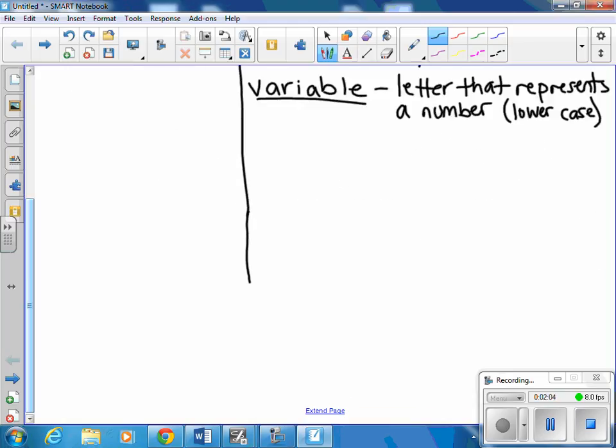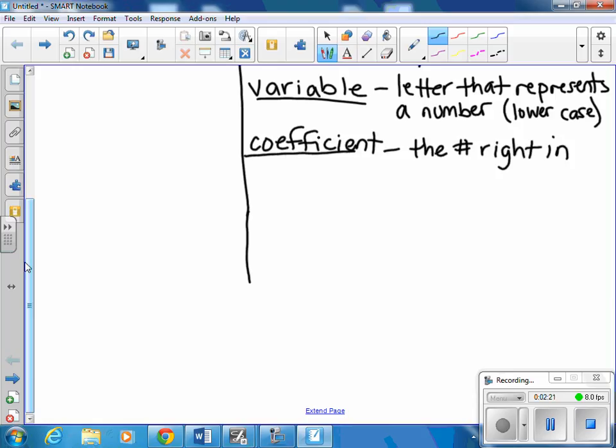The next word that we want to define is going to be the word coefficient, which some of you may have heard of this word before, but not necessarily used in the same context. And a coefficient are the numbers right in front of the variable. So they are connected to that variable, and they will always be right in front. You'll never see them anywhere else.